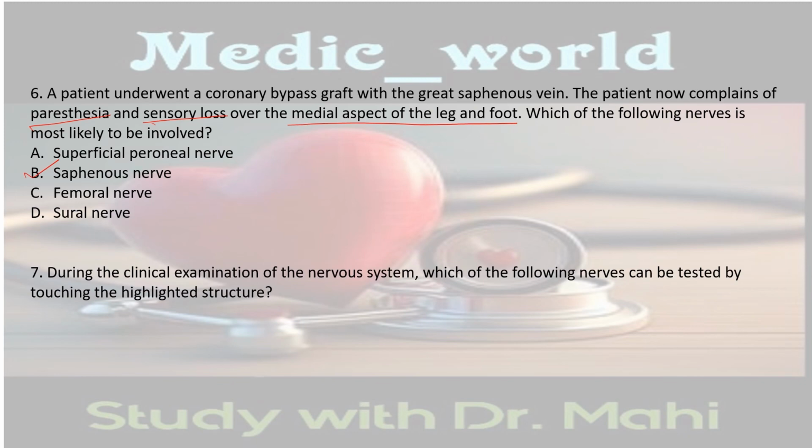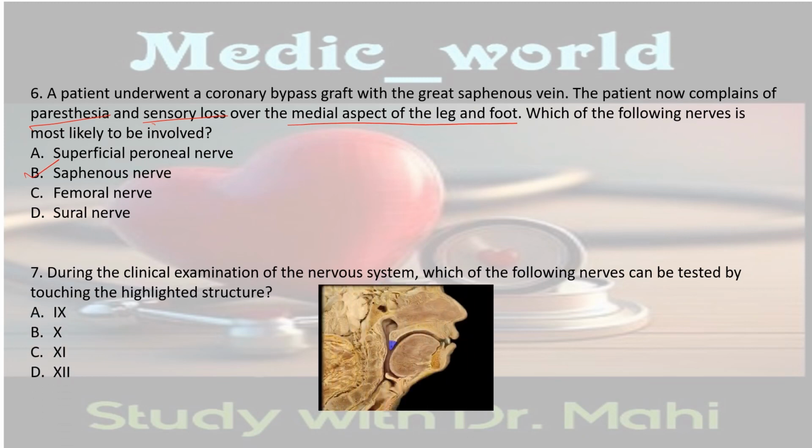Now the next question. During the clinical examination of nervous system, which of the following nerves can be tested by touching the highlighted structure? Let's see the highlighted structure first. The structure which is highlighted here is the uvula, and the sensory supply to the uvula is by the glossopharyngeal nerve. So it is the nerve which is tested in this question, and the answer is option A, that is ninth cranial nerve or glossopharyngeal nerve.